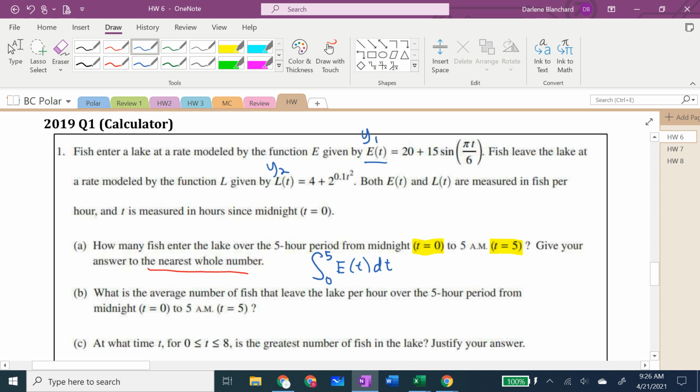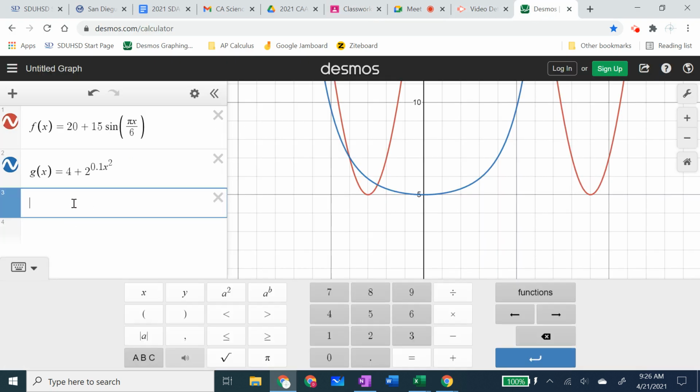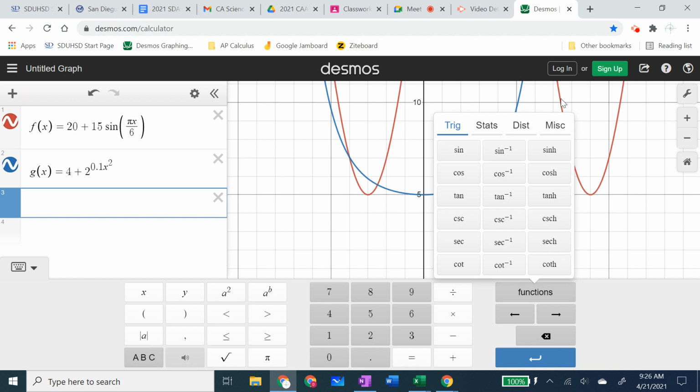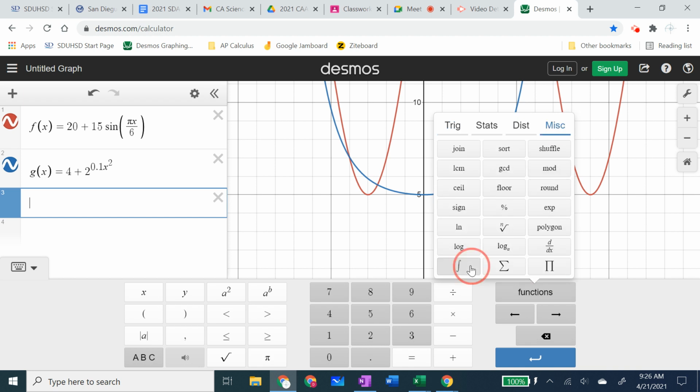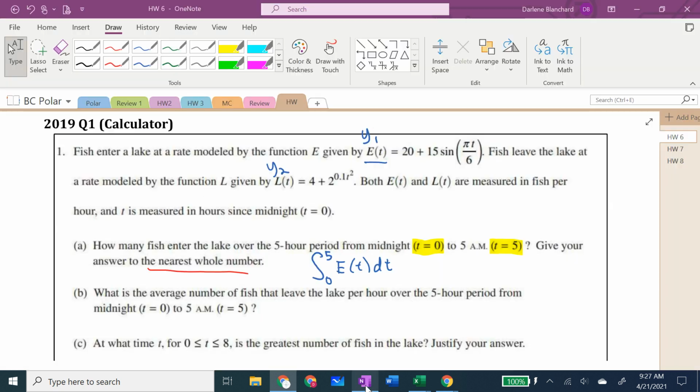Now, to solve this integral, you guys know how to do that. I'm going to do that in the Desmos version. So in Desmos, I can integrate if I go to miscellaneous, and then I say 0, 5, and I'm integrating my f of x function, dx, gives me the number 153.457. We are to round to the nearest whole number. 153 is then the number that we have to write.